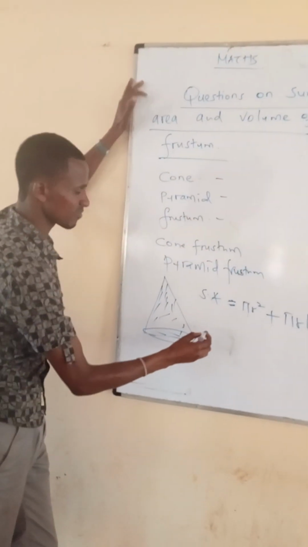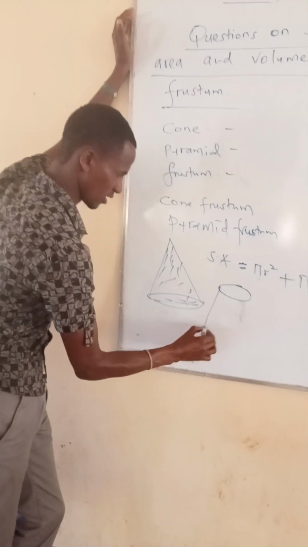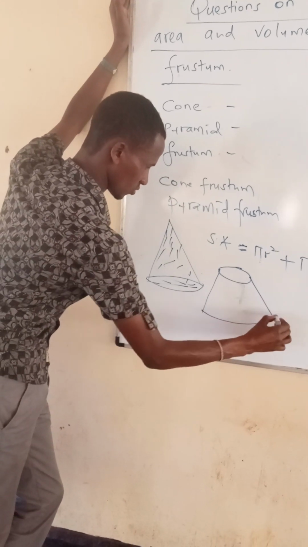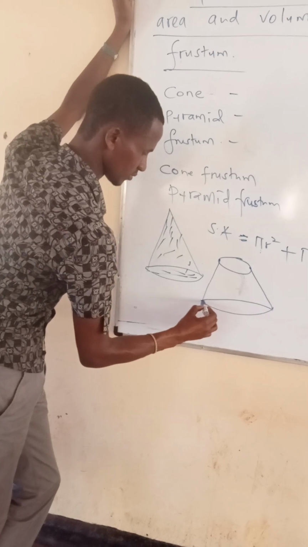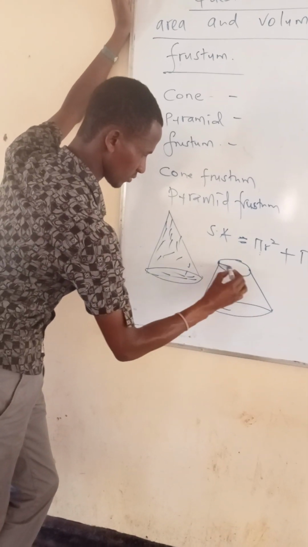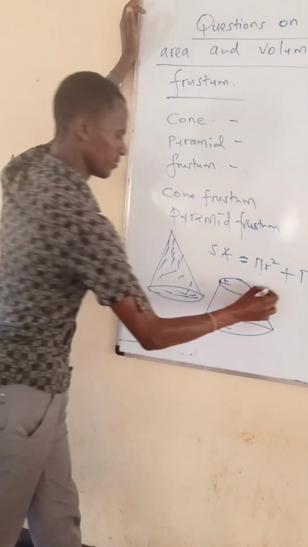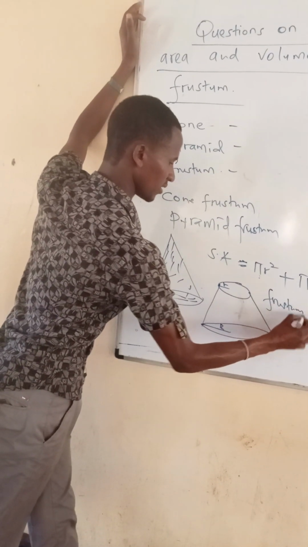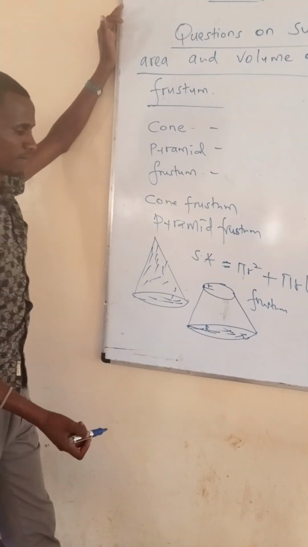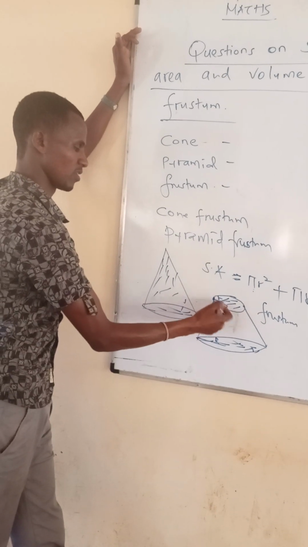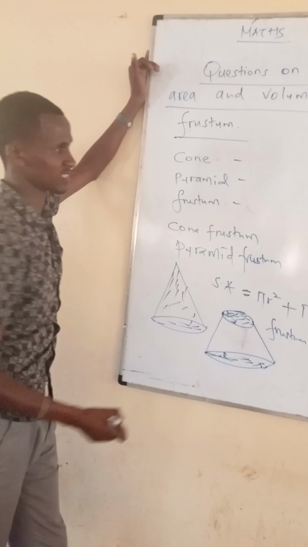So if you have a cone frustum, to get the surface area of this solid, which is a frustum, it will be the area of this base, which is a circular base, plus the area of the top circle surface, like that, plus the area of the curved surface.